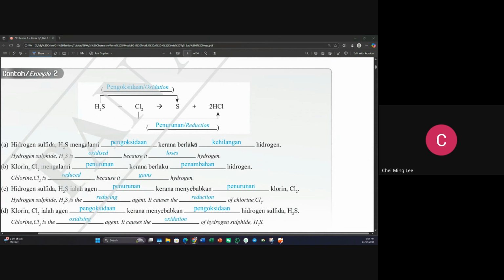It's okay. I got another question, I think. So hydrogen sulfide is oxidized because it loses hydrogen, while chlorine gas is reduced because it gains hydrogen. So hydrogen sulfide will be the reducing agent of chlorine gas, because it causes the reduction of chlorine, while chlorine gas will be the oxidizing agent for hydrogen sulfide because it causes the oxidation of hydrogen sulfide.